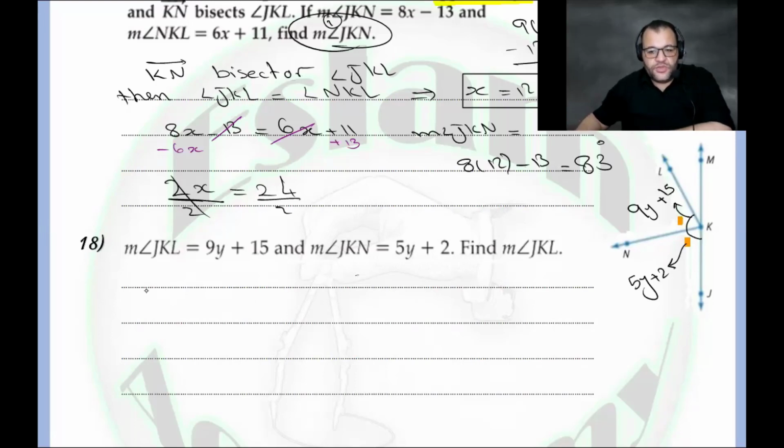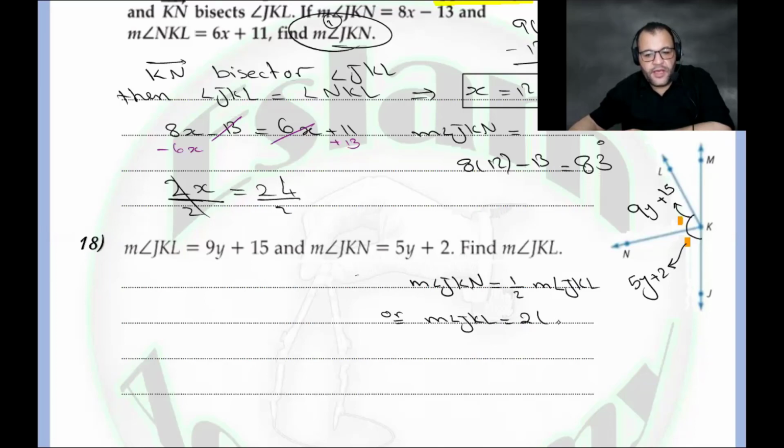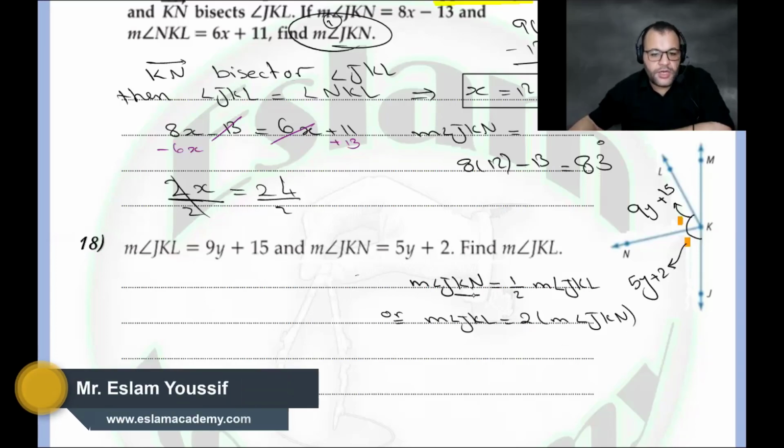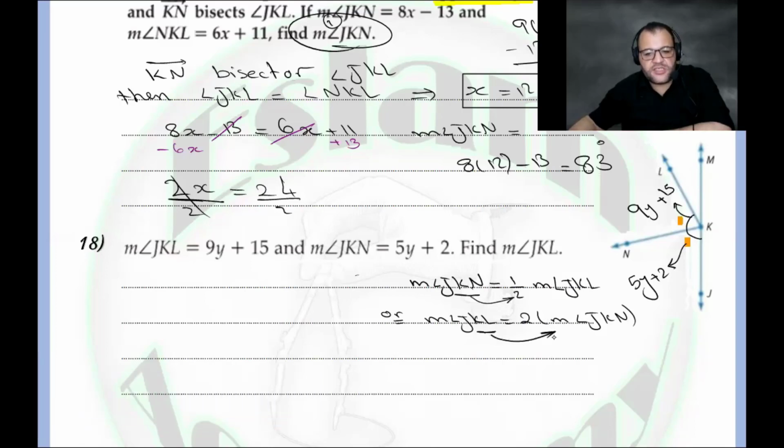So now we have a relation. With the relation that we have, we can say it in two ways. The first one: measure of angle JKN is equal to half the measure of angle JKL. Or with another way: measure of angle JKL is equal to double the measure of angle JKN. The smallest one has the largest part, or the largest part is double the smallest one.